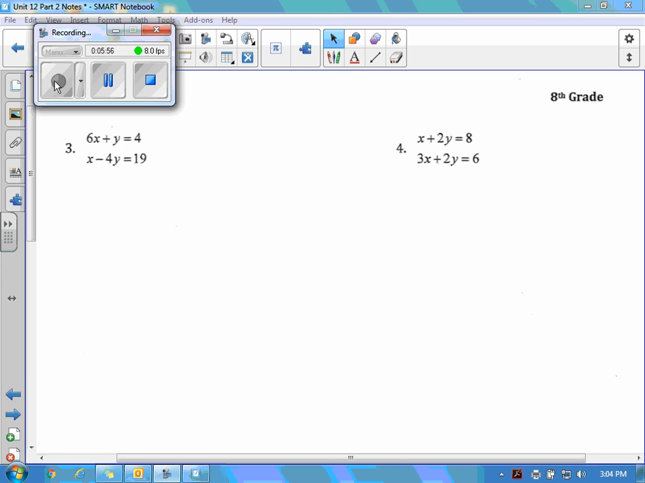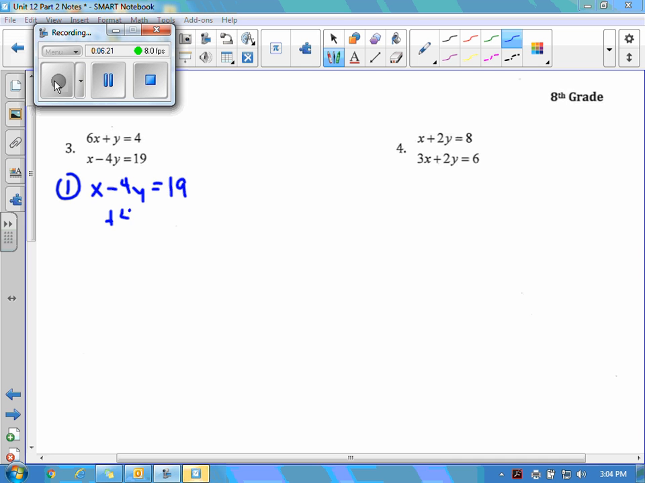Alright, if you look at the back side, now these are going to get a little bit harder because they are not already solved for variables. So on number 3, my first step is to solve one of the equations for one of the variables. I'm going to solve the second one just because the x already has a coefficient of 1. So I need to solve this for x, so I'm going to add 4y to both sides. And I get x equals 4y plus 19. So that's all I have to do for step 1.